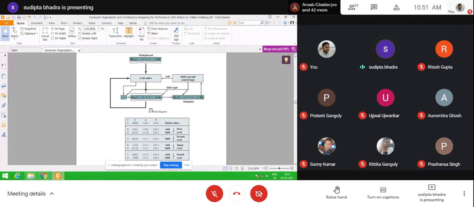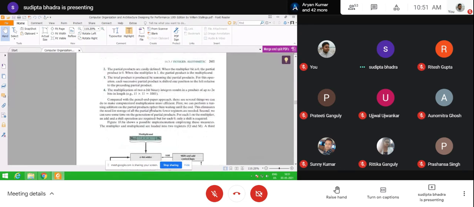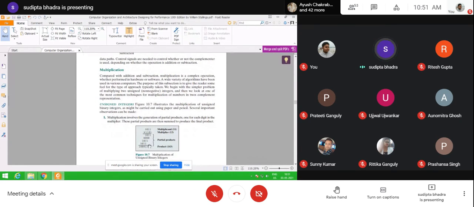Means what? In the normal binary multiplication, we follow the normal convention of multiplication, where you generate all the partial products and then you get the final product by the final addition.